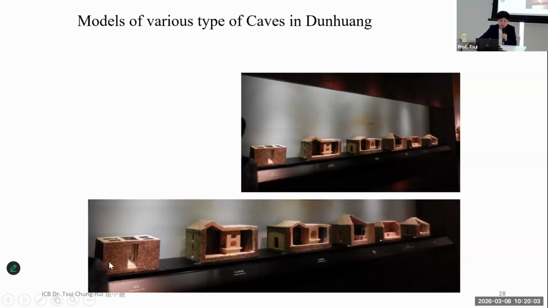It contains the very early meditation Vihara cave, 268. And we also have the central pillar cave. So here is the entrance. We enter into the cave and we worship the Buddha. And the central pillar cave. And then we have the assembly hall cave and the Nirvana cave. And also the back screen cave from Dunhuang.